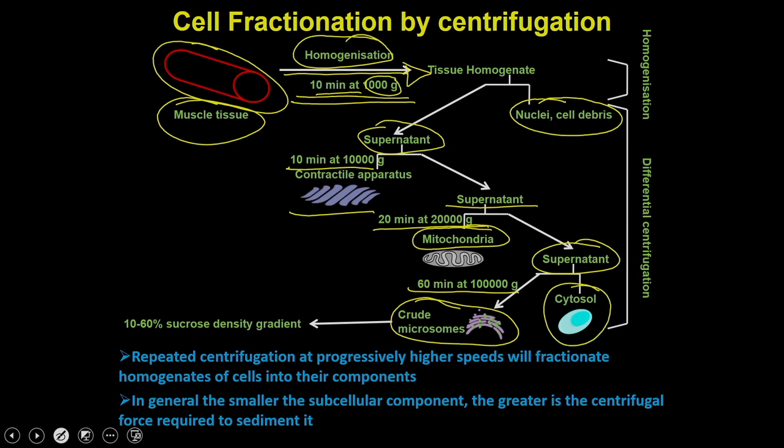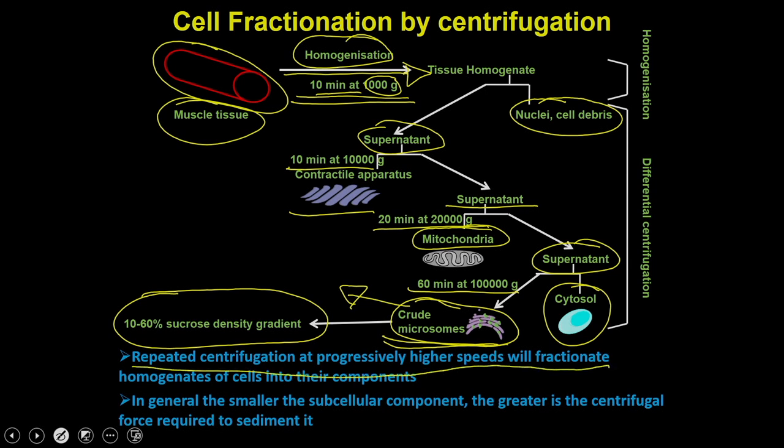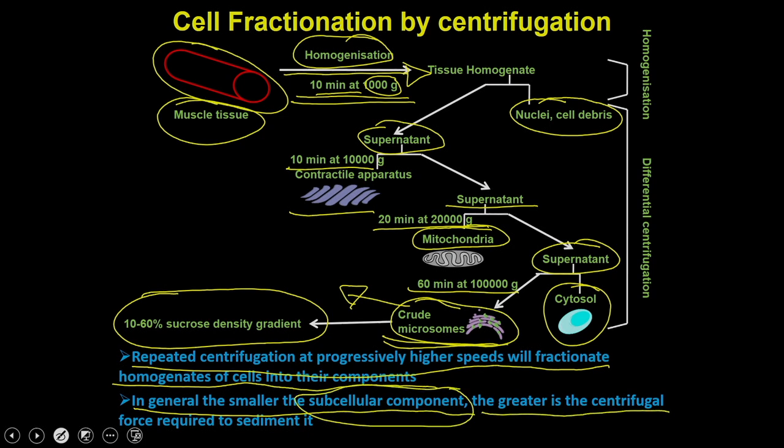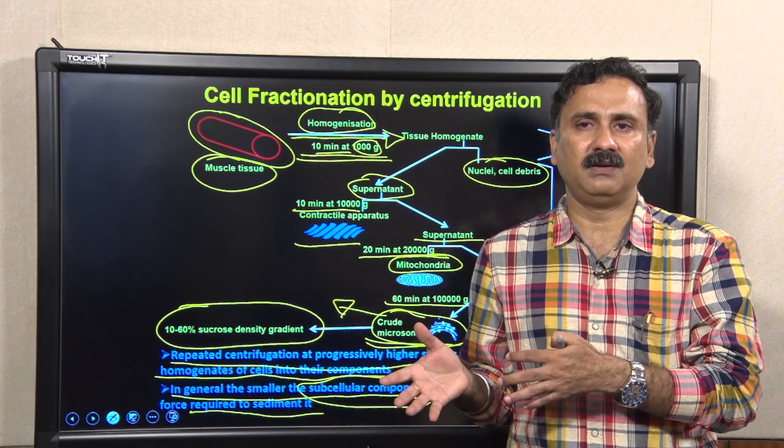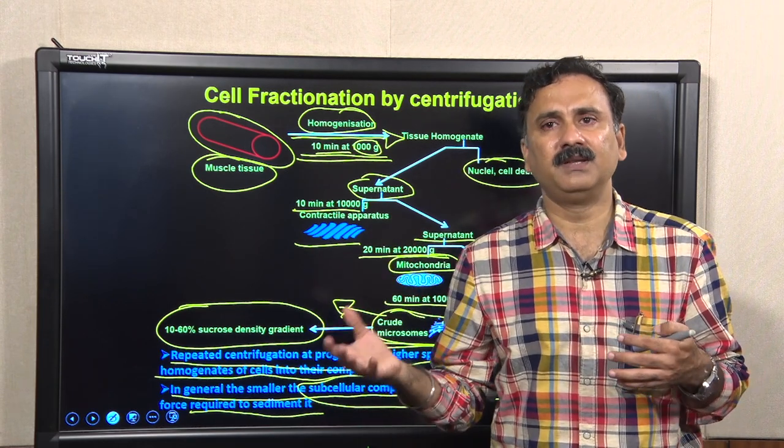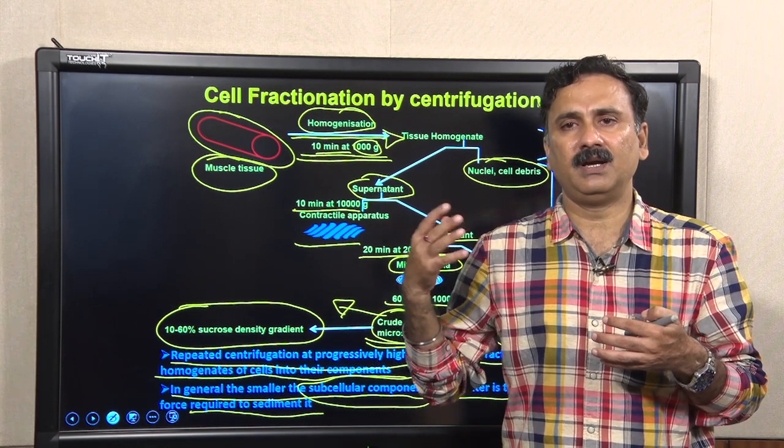And then you are going to get the cytosol. If you are more interested in isolating the plasma membrane further, you can do a density gradient centrifugation of these fractions, and that is going to give you pure fractions of the different microsomal fractions. So repeated centrifugations at progressively higher speed fractionate the homogenate of the cell into the individual components. In general, the smaller the subcellular component, the greater the centrifugal force required to sediment it. This is the basic principle: the smaller the object, the lower the density, the higher the centrifugal force required, which means you have to run the centrifuge at a high speed.